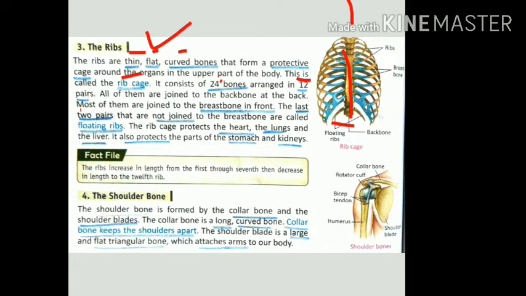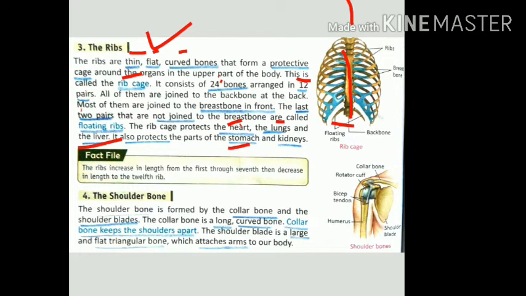The rib cage protects our heart, our lungs, and the liver. It also protects our stomach and the kidneys.